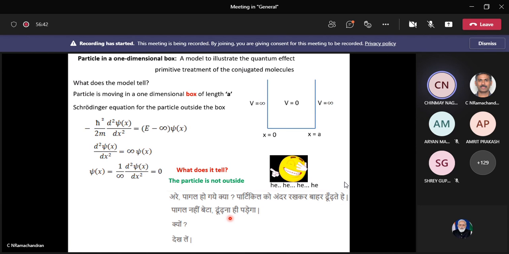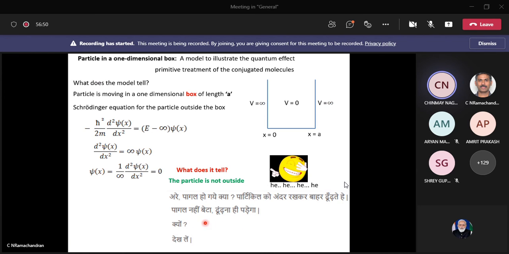But I am proving that there are cases you will see later. That is what I told. The particle is inside, but they are proving outside because of some reasons. For that, you have to wait.